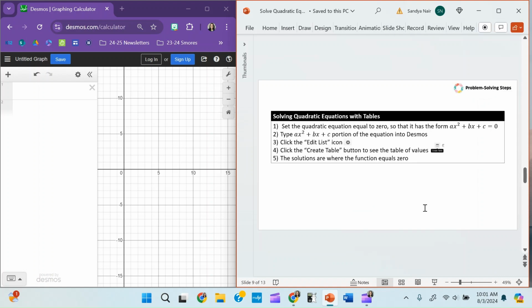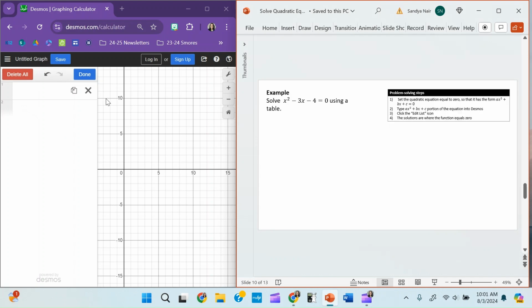So you start off always setting the quadratic equation equal to 0, and then you're going to type the ax squared plus bx plus c portion into Desmos. Then you're going to want to click the edit list icon, which looks like this little gear symbol here, and then you'll have a create table option that will show up once you have an equation typed in. And then you're going to look at the table of values, and then you're going to look at the places where the function is equal to 0.